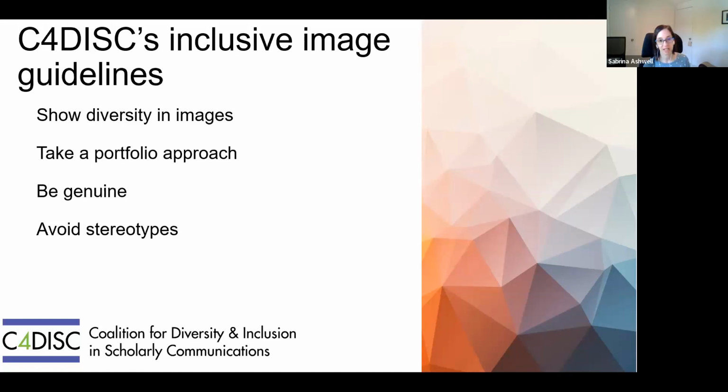Avoiding stereotypes is another key guideline. The C4DISC guidelines have a set of questions to ask to help people evaluate images, like their positions, their roles, that sort of thing. Another guideline is to do no harm. We want to avoid images that may be triggering. For example, avoiding showing images of self-harm.